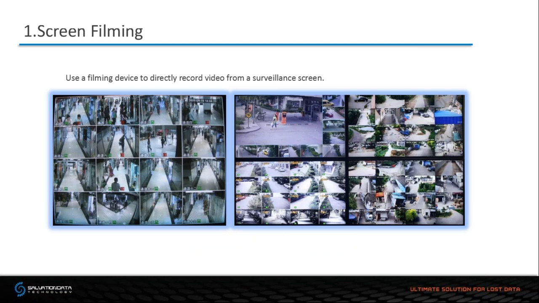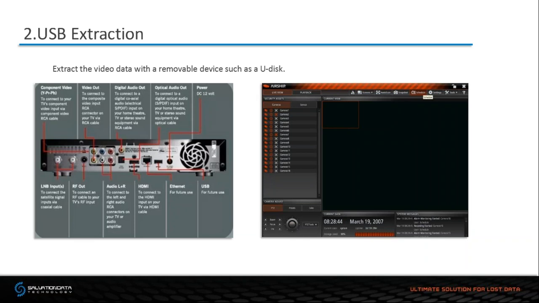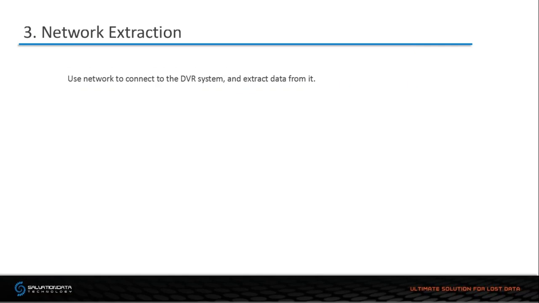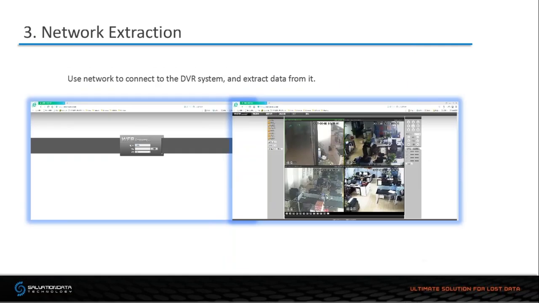Screen filming is to use a filming device to directly record video from a surveillance screen. This is a very simple method, and obviously, in order to film the videos, they must be normal, accessible videos. So deleted or lost videos cannot be extracted this way. USB extraction is to use a removable USB device to extract video data from a DVR device. Also, only normal video clips are accessible in this way. And network extraction: most DVRs have a web console that allows a PC to access their system with a local network connection. So we can also retrieve videos with network extraction.